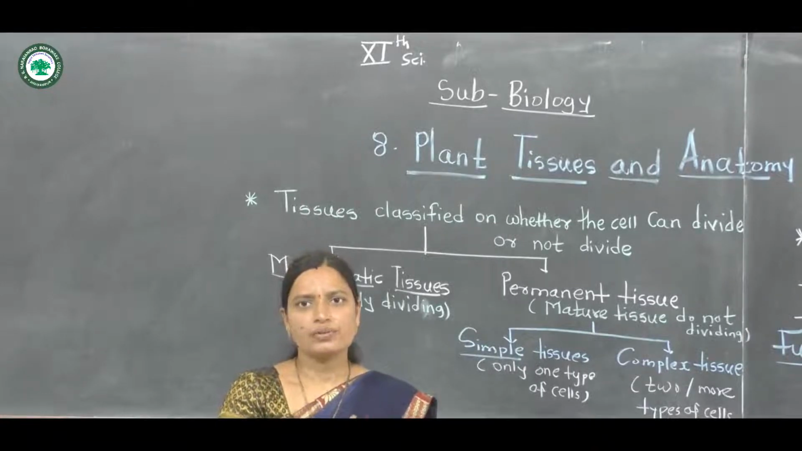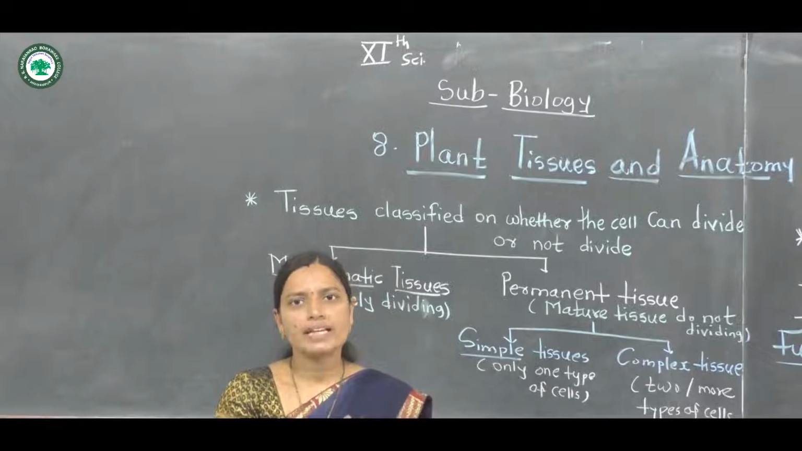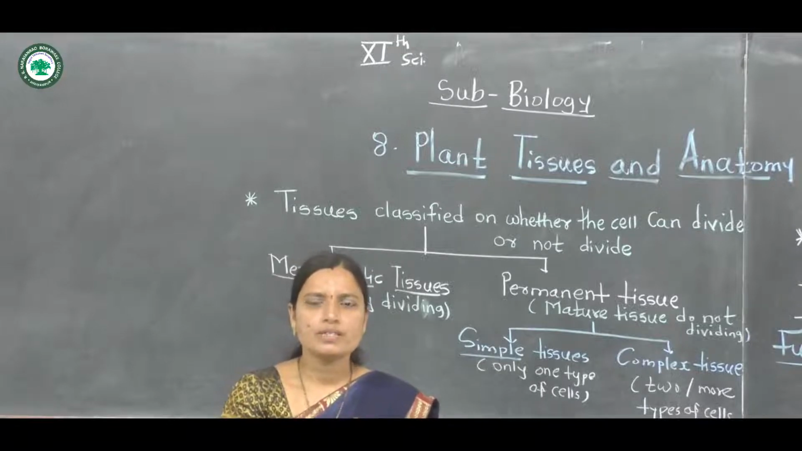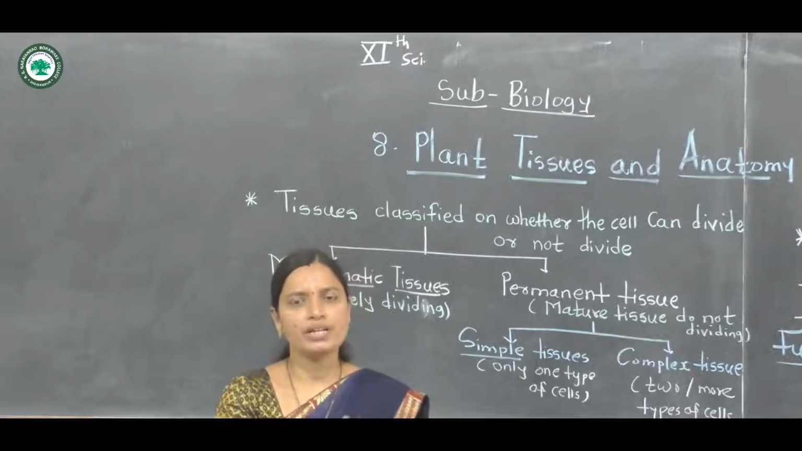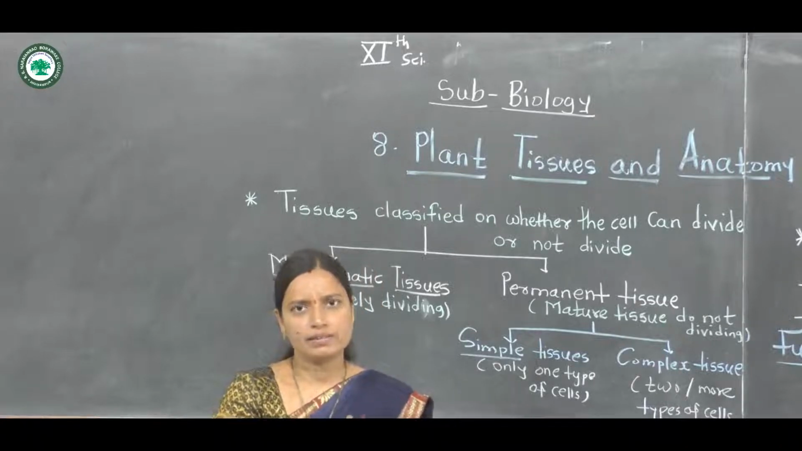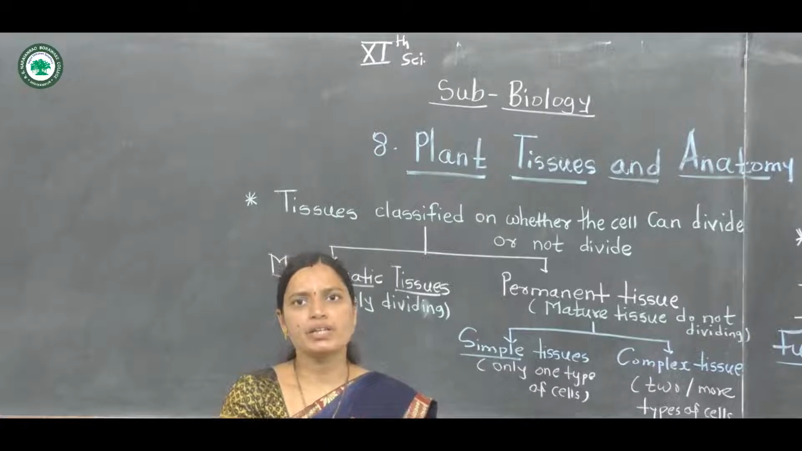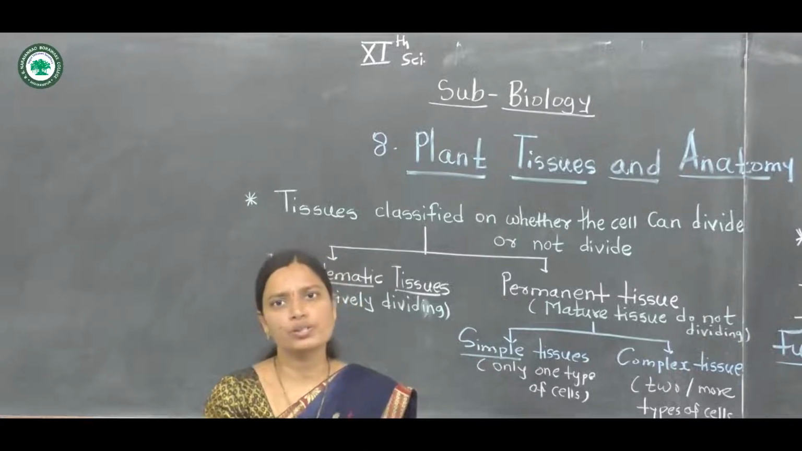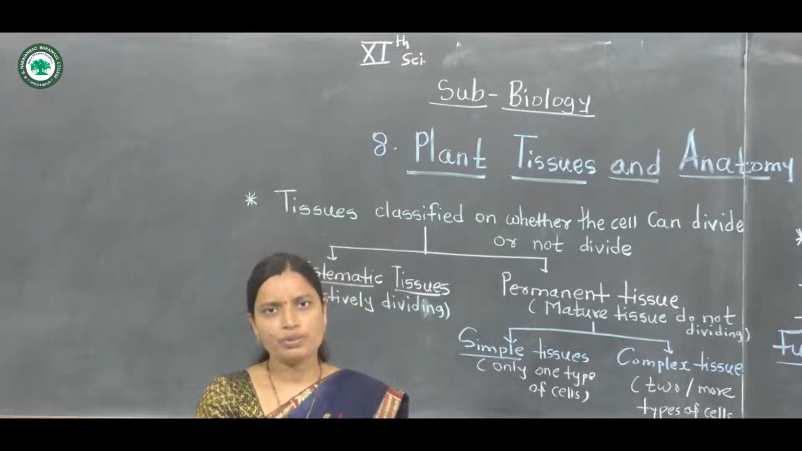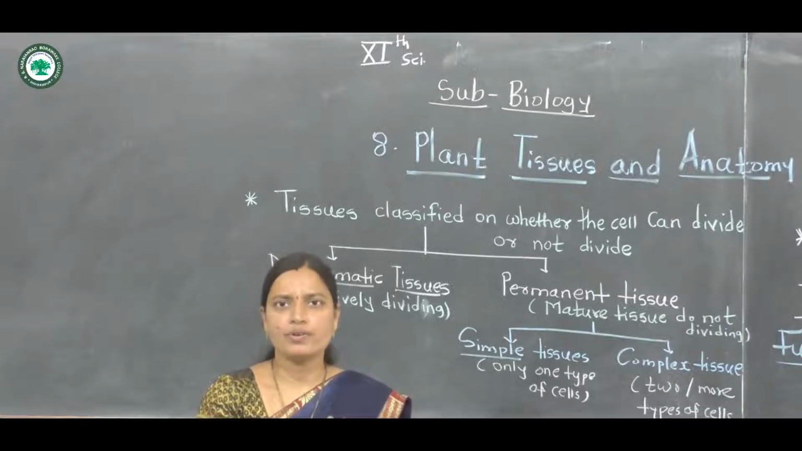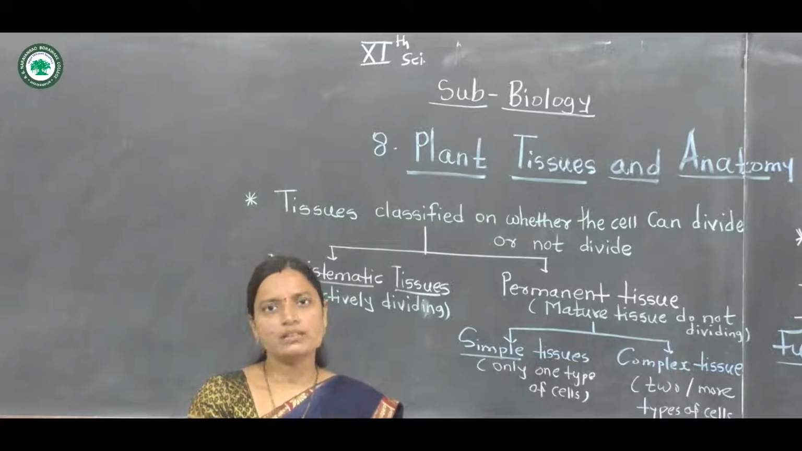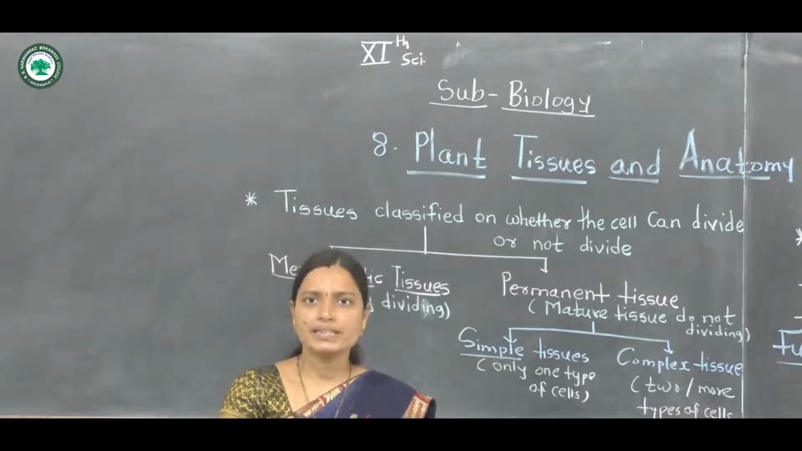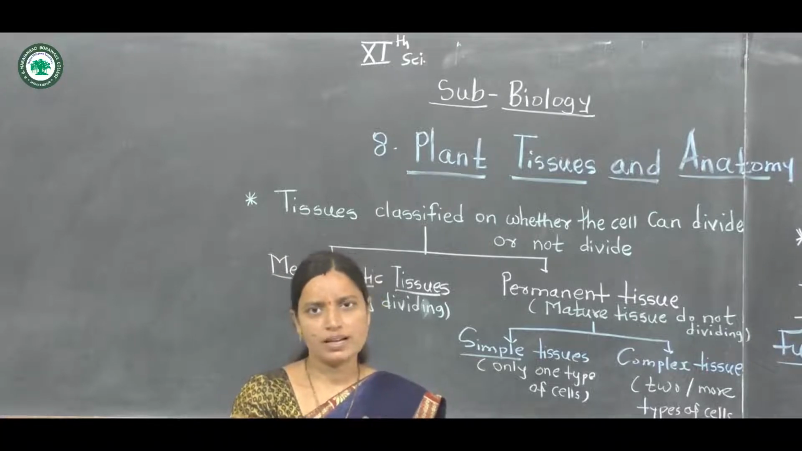In the last video, we discussed the meristematic tissue. This meristematic tissue has the ability to divide itself. It is present in the growing region of the plant body. The meristem is classified on the basis of position, function, or origin. These are the three classifications of the meristem, and they were studied in the last video.